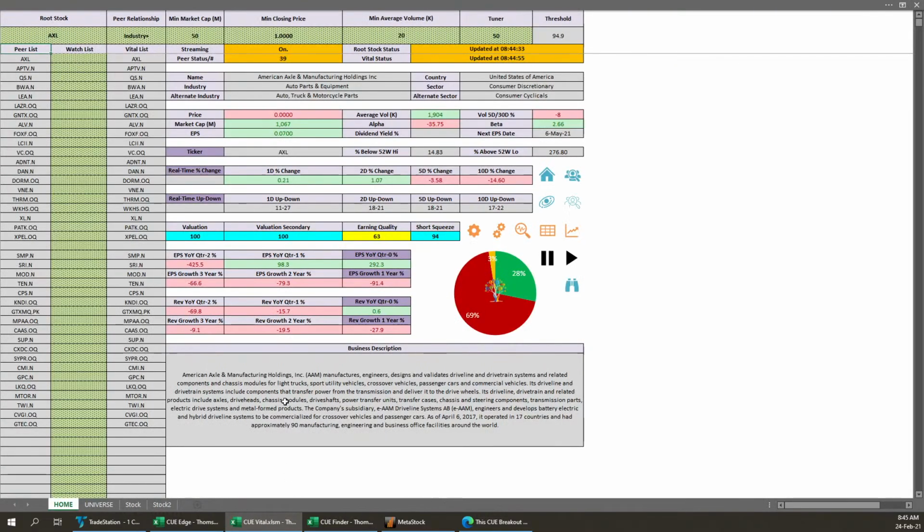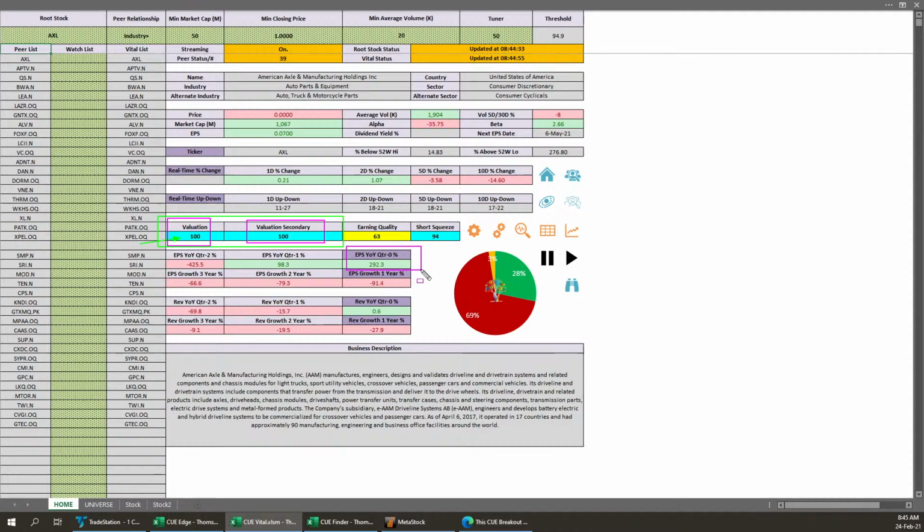And if we look at the fundamentals, it was a star candidate. As good a valuation as it can be. Just the cyan color is enough, but it has a score of 100 for both valuation and secondary valuation.